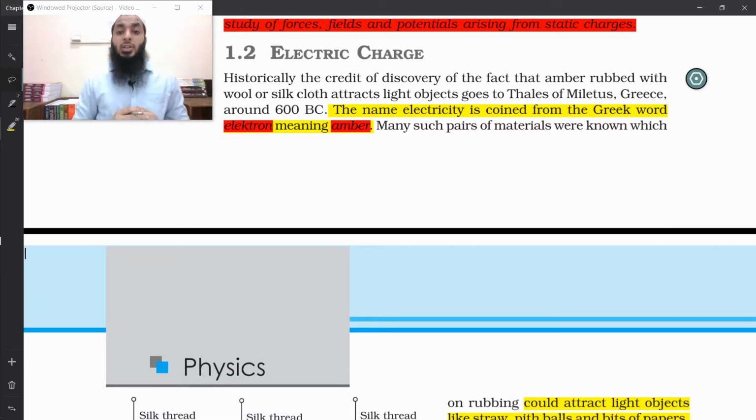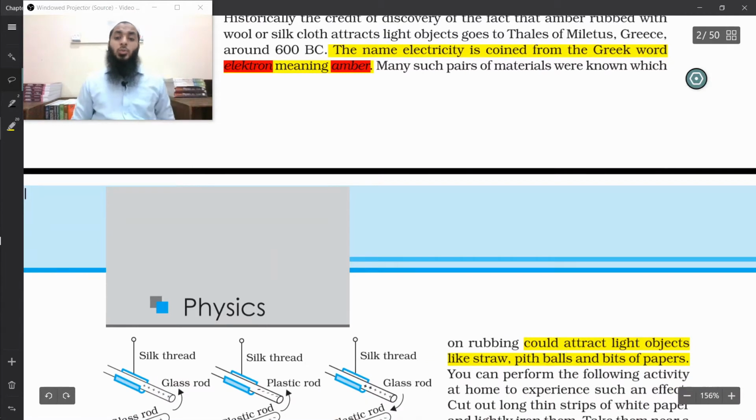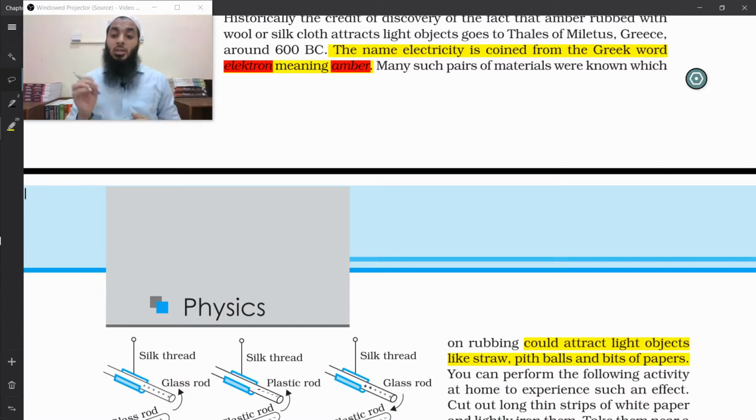Historically, the credit of discovery of the fact that amber rubbed with wool or silk cloth attracts light objects goes to Thales of Miletus, Greece, around 600 BC. The name electricity is coined from the Greek word electron, meaning amber. Now, many such pairs of materials were known which on rubbing could attract light objects like straw, pith balls and bits of paper.